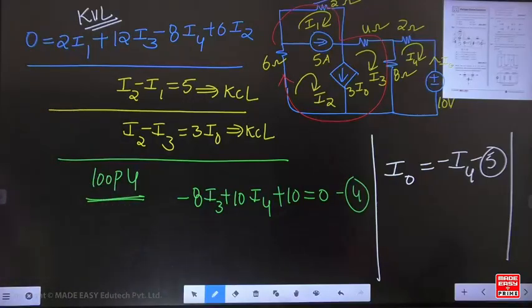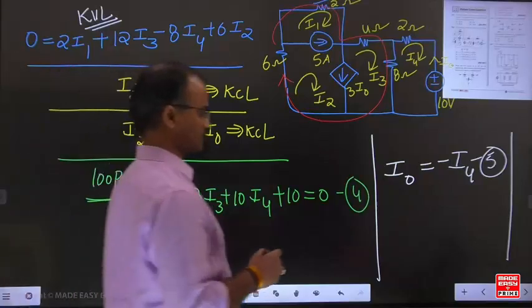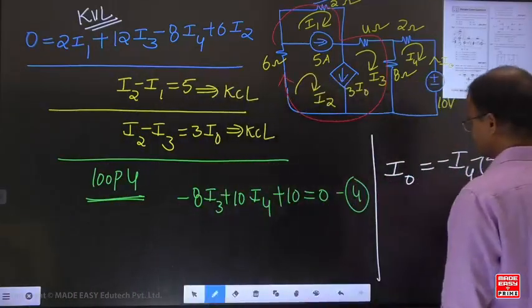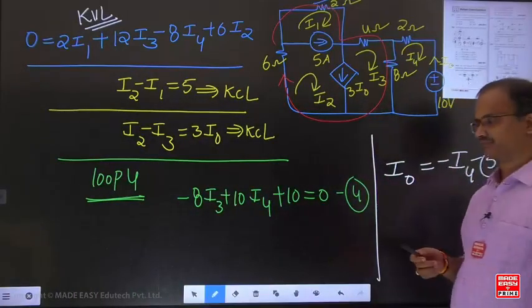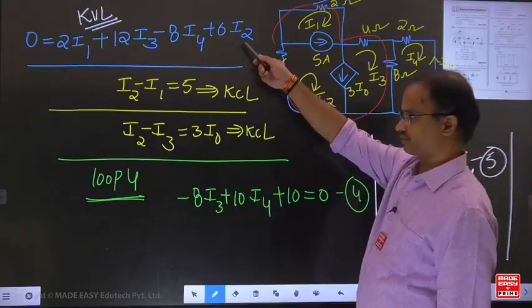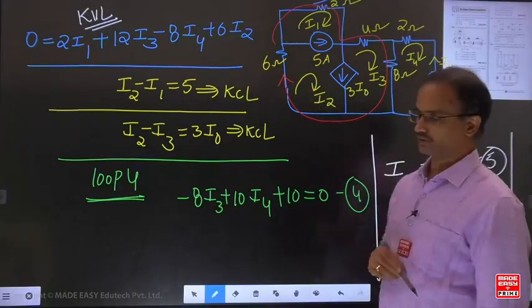Vikas Kumar, that equation 5 corresponds to the dependent source. It is not an actual mesh equation. The actual equations are only the first 4. Okay.